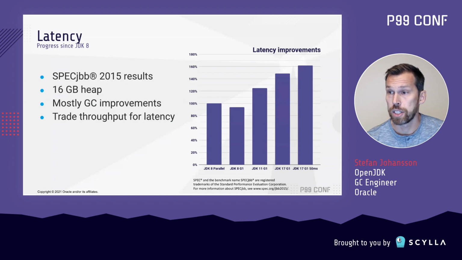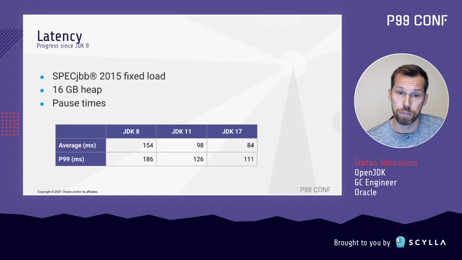As I mentioned, these scores are heavily impacted by the GC pause times, so let's take a closer look at the average and P99 pause times for the G1 collector in JDK 8, 11 and 17. Here I'm also using SpecJBB 2015, but not the compliant run. Since that is done with a varying load, it's not fair to do a pause time comparison. Instead I'm running the same benchmark with a fixed load at around 60% of the maximum load that we can handle.